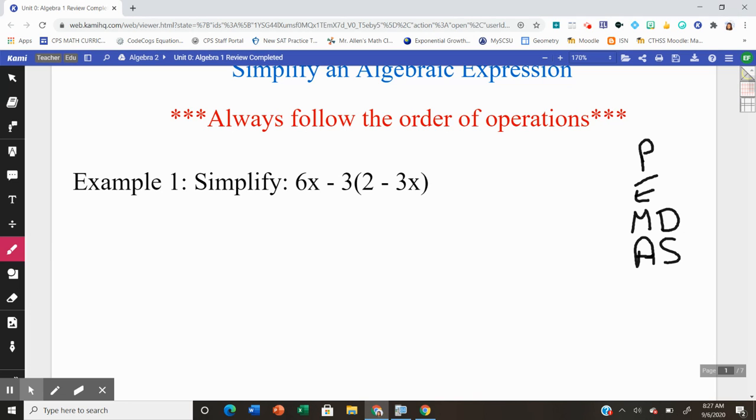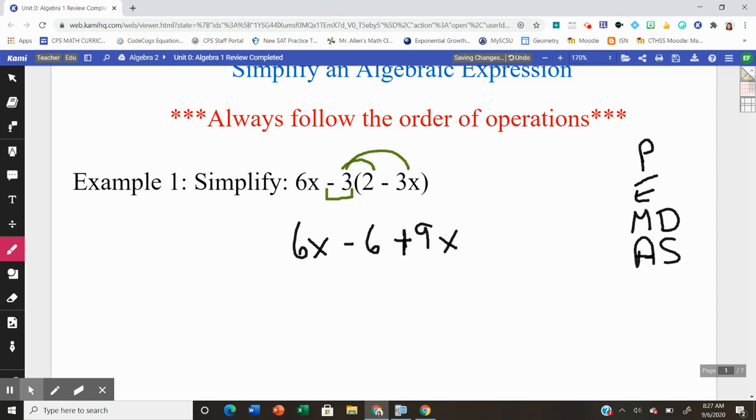Now, this is a 3, but we have to take the sign along with it. So I'm going to be distributing -3 to both terms in the parenthesis, which means when I simplify, I'm going to bring down the 6x. -3 times 2 will give us -6. -3 times -3x will give us a positive 9x.